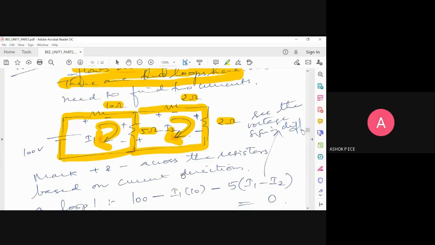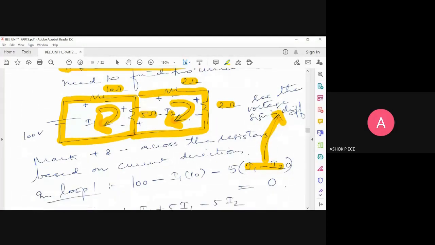So I1 is coming from top to bottom, and I2 is going from bottom to top, sir. The direction is completely different, sir. So I should take minus 5 into I1 minus I2. Okay, see, this step is very, very important. If you don't write I1 minus I2, your entire calculations will go wrong. Okay, sir. Is anybody having a doubt in this step? Yes, you can unmute yourself. Thank you. Anybody having a doubt in this step?